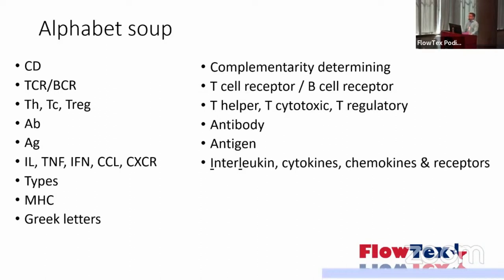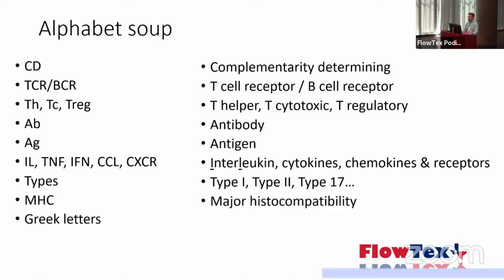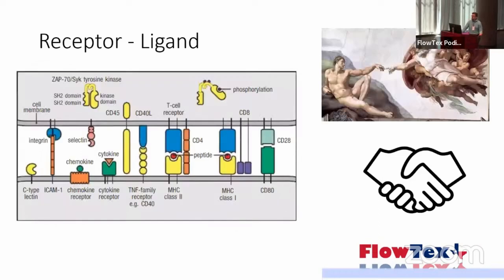IL, interleukin, other cytokines and chemokines, these are things that the cells of the immune system will secrete and send into the environment to do various effector functions, send cells down differentiation pathways, do all kinds of fun things. There are types of immune responses. Each of these is responsible for a certain type of antigenic or pathogen response, whether that be an intracellular pathogen, an extracellular pathogen or some sort of barrier function. MHC is major histocompatibility. This is really important for T cells. We'll get into that hopefully. And then of course, there are all your Greek letters. Hopefully we get to some of these as well. A lot of what happens in immunology involves receptors and ligands. We just heard two wonderful talks about that.